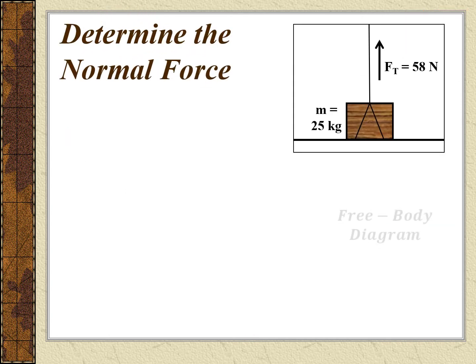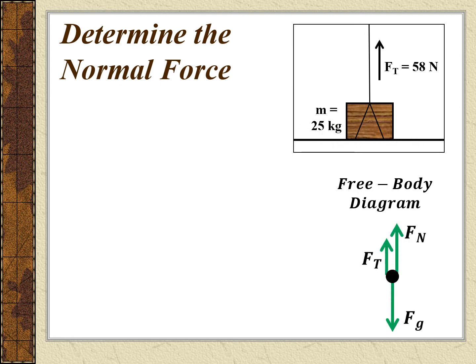In this example, we have a crate that is being pulled upward with a force of tension of 58 newtons, and then the mass itself is 25 kilograms. So to determine the normal force, we first need to start with our free body diagram. We've got the forces that are acting on this system. If you think about it, we got the force of tension that's going to be upward. We got a force of gravity because it has a mass, but we also have this surface here of normal force, and that's going to be applied upward also. So we got our tension upward, our normal force upward, and our force of gravity downward.